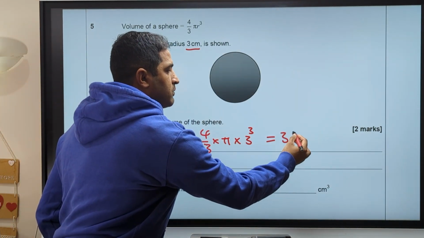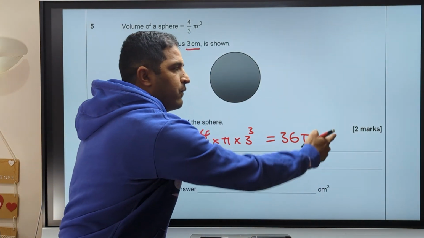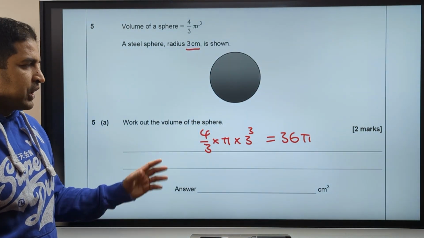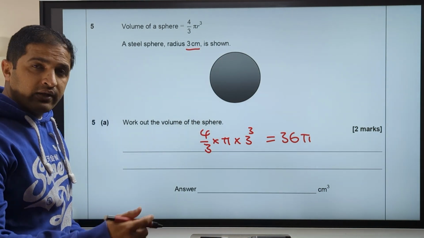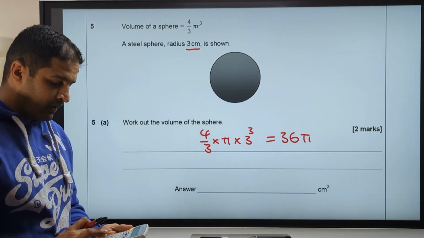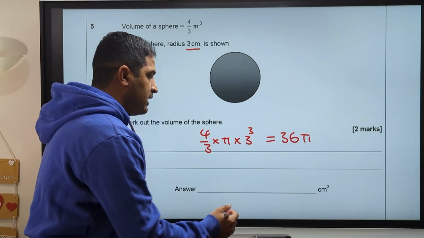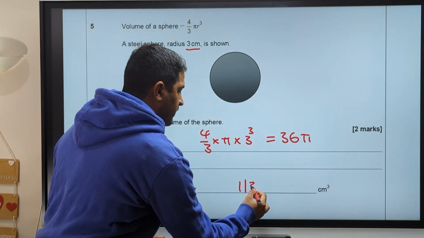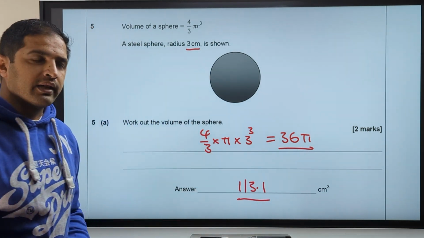Again, if you're not sure, just put that in the calculator with the brackets. So you get 36π, you get full 2 marks. Or even if you change that into decimals and put it in the calculator, whatever the answer you write down, 36π, we get 113.1. So either one of those answers would get you those 2 marks.